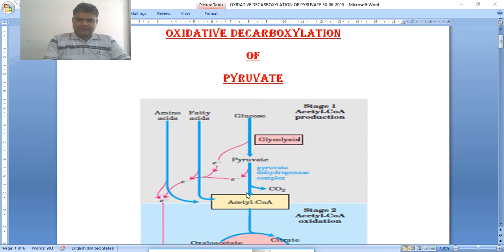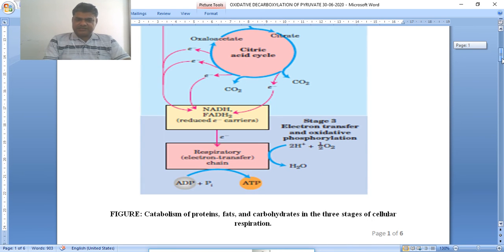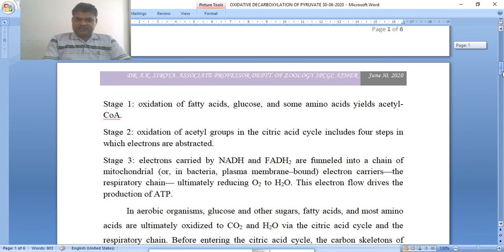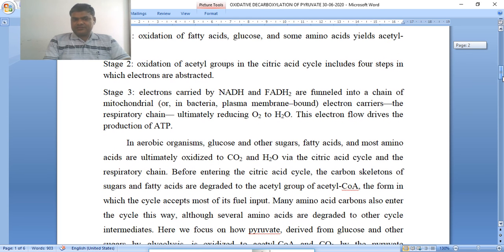Conversion of pyruvate into acetyl coenzyme A is a very complex process in which three enzymes, E1, E2, and E3, and five coenzymes assist this process to complete, and this process is known as oxidative decarboxylation. The oxidative decarboxylation is essential to convert pyruvic acid to acetyl coenzyme A.